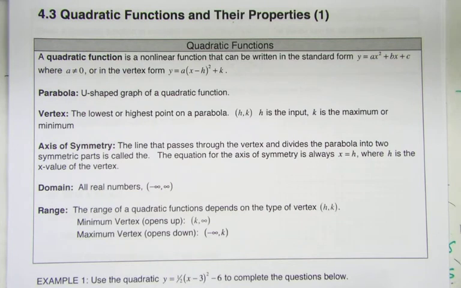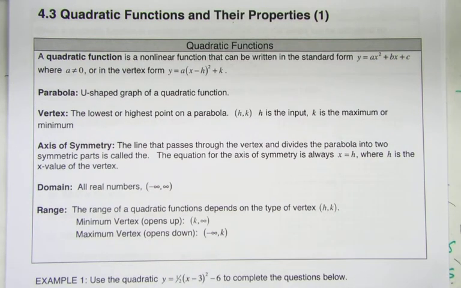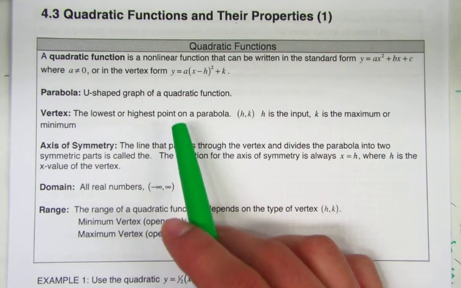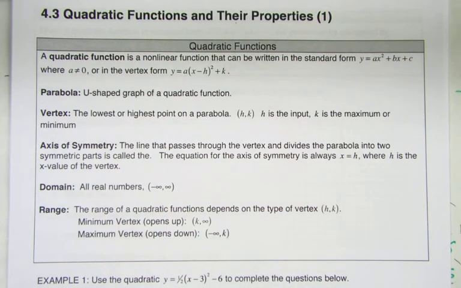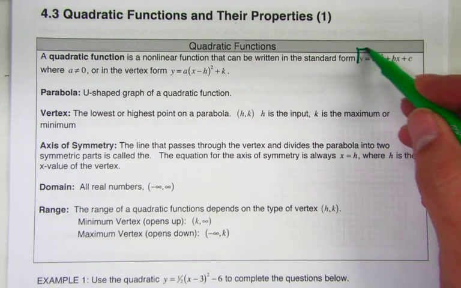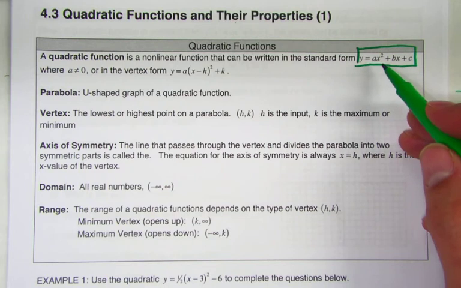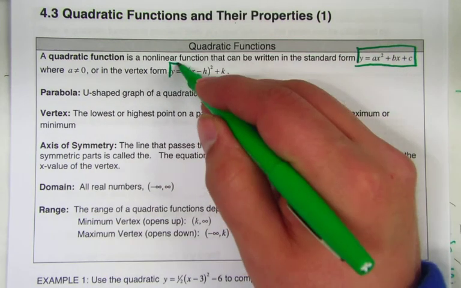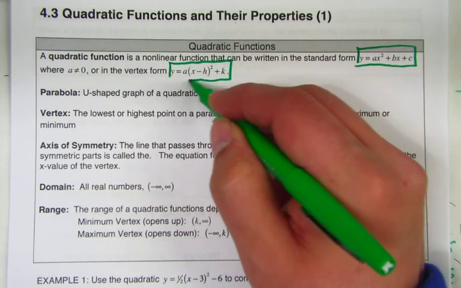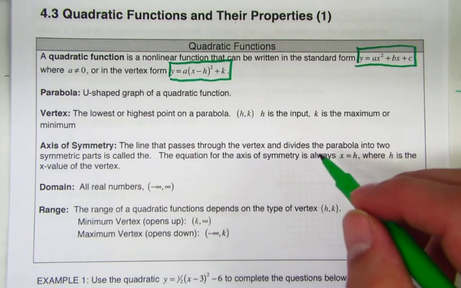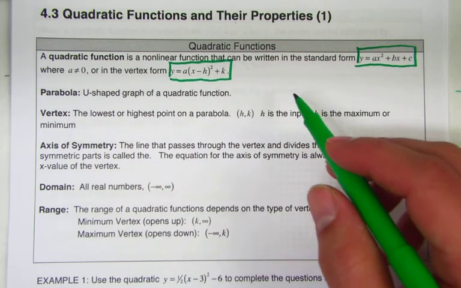All right, hello. Today we're going to do quadratic functions specifically and all their properties. More importantly, just basically the properties of their graphs. So here we have the standard form of a parabola, ax squared plus bx plus c. And then this one right here is called the vertex form. Okay, and it's pretty straightforward.